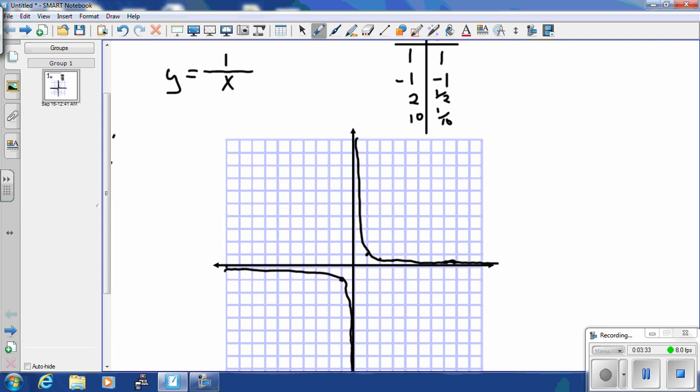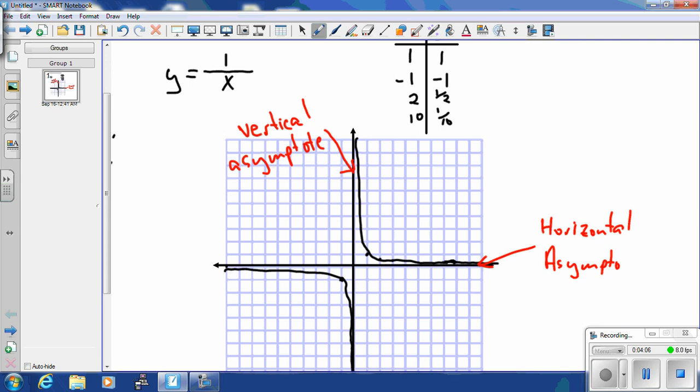So I have basically 2 asymptotes. I have the y-axis. We will call that the vertical asymptote because it goes vertically. And we have the x-axis. The graph never touches that either. That is the horizontal asymptote. Now there are such things as diagonal asymptotes too. At first we're just going to talk about the vertical and the horizontal.